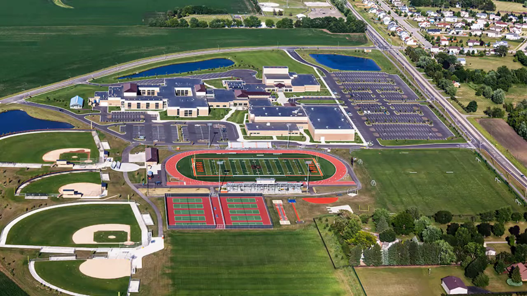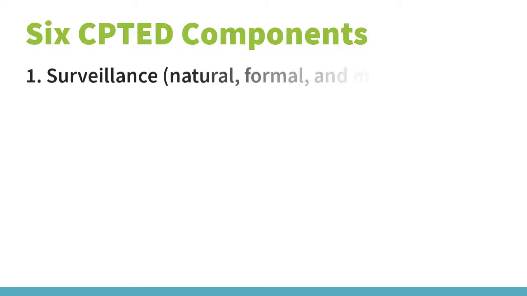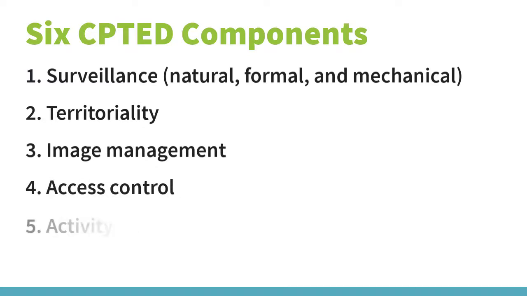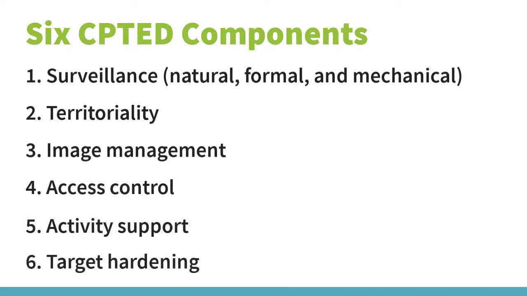CPTED explores different ways to create safe school environments by designing the environment to prevent crime. There are 6 components in CPTED: surveillance, and that's natural, formal, and mechanical; territoriality; image management; access control; activity support; and target hardening. This research explores what principals did with the CPTED report from their school's assessment, which outlined recommendations for each of the 6 categories, and the process that principals used to determine ways to improve their school's environment for safety.